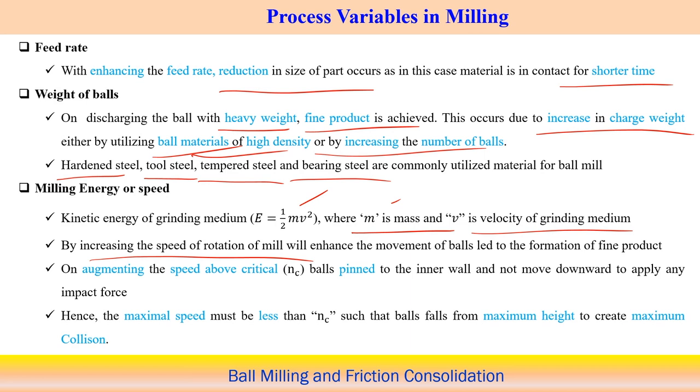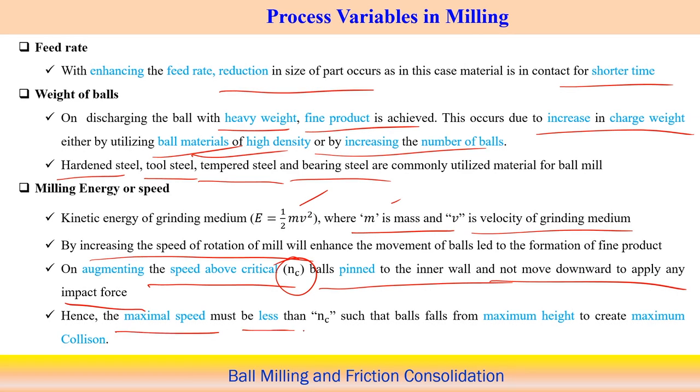But of course, the speed above the critical speed pins the balls to the inner wall, and they do not move forward to apply any impact force. So we have to limit the milling energy so that it stays within the critical limit of the ball. We have already calculated NC, the critical speed we can reach. Up to the critical speed, increasing the kinetic energy of the balls is effective. Hence the maximum speed must be less than NC, that is, less than the critical speed.